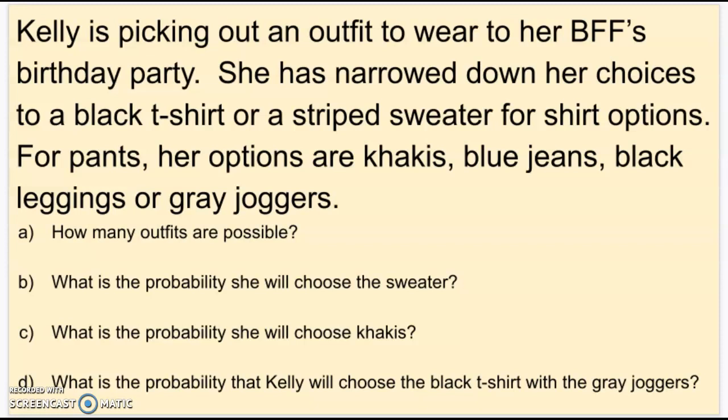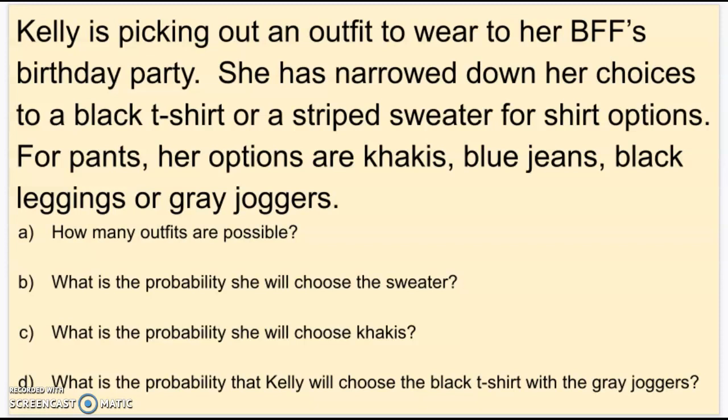All right, let's take a look at a second problem. In this problem, Kelly is picking out an outfit to wear to her best friend's birthday party. She's narrowed down her choices to either a black t-shirt or a striped sweater for her shirt options. For pants, she's thinking khakis, blue jeans, black leggings, or gray joggers. What we're going to do is try to find out how many outfits or outcomes are possible.